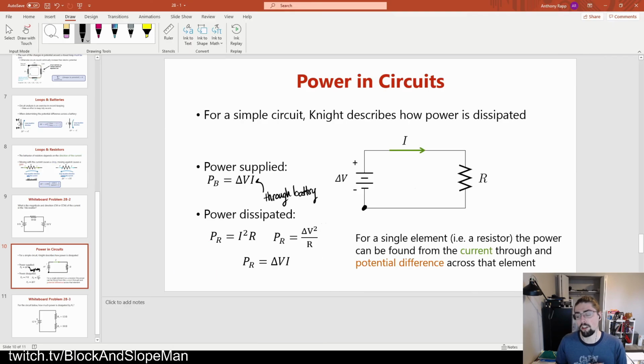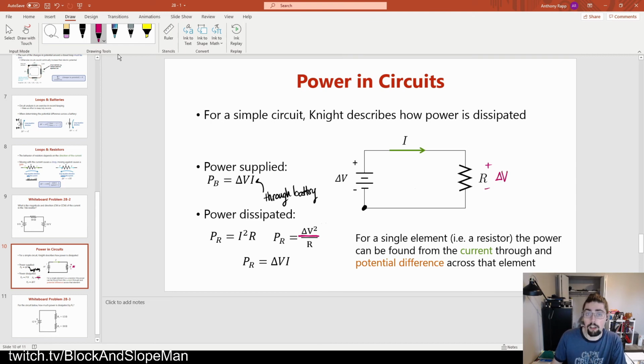So technically current doesn't go through, but this essentially shows us what the power being generated by the battery is in this case. Power dissipated, I can write out in a few different ways, but we need to be very careful with this, and we're about to look at a problem that's going to exemplify this point. This delta V right here is not the power or the potential difference from the battery. It's not. This delta V is the potential difference over the resistor.